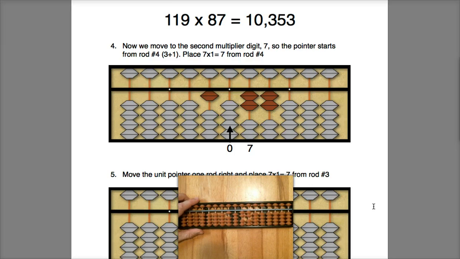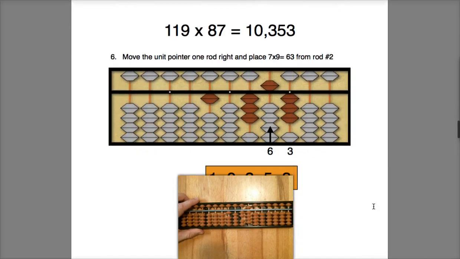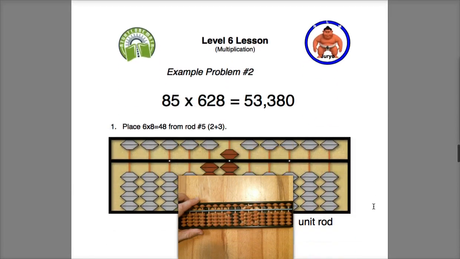Okay, and next we're going to move our pointer one rod right, and again we're going to do 7 times 1, which is 7, and we can enter that straight up. Okay, and then finally we are going to multiply 7 times 9, which is 63, and so I need to add 63 from rod number 2. So I add the 6 and the 3, and I have a final answer of 10,353. So hopefully that was pretty straightforward for you.